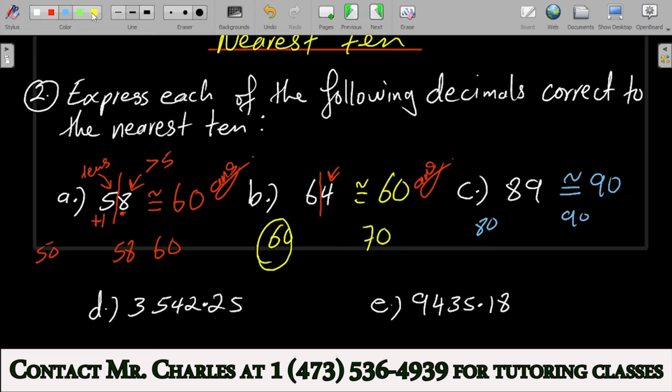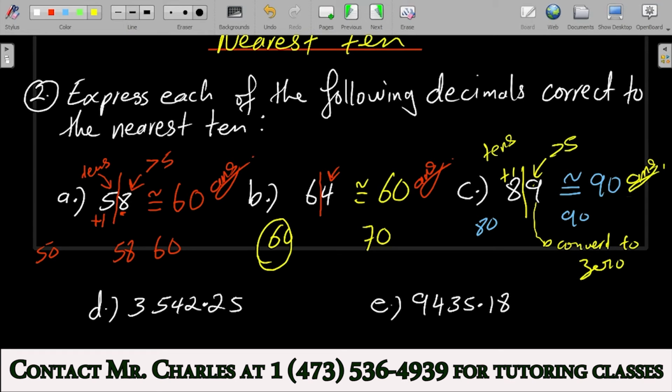Or we could use the other method and put the line between the 8 and the 9, and then the 9 is greater than 5. The 9 here is greater than 5, so we have to add 1 to the 8, which is in the tens place. And 8 plus 1 is 9, and then we take this 9 here and we convert it to 0, so we get 90 as our answer.